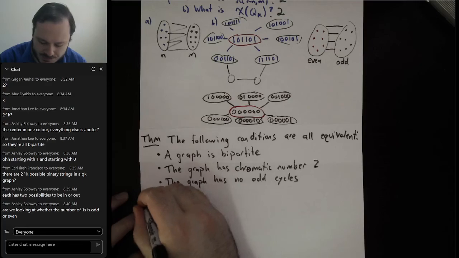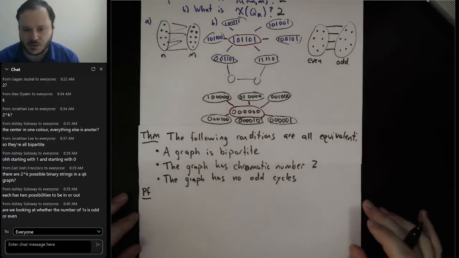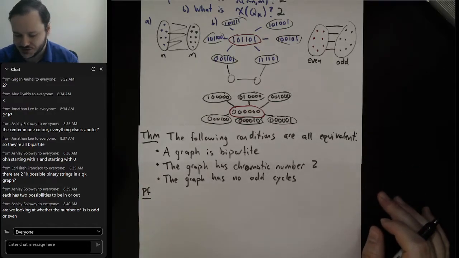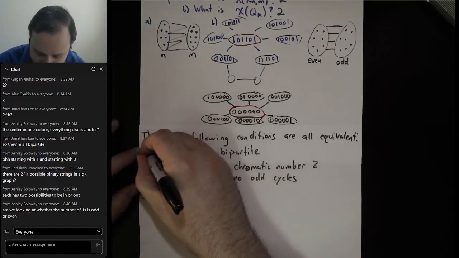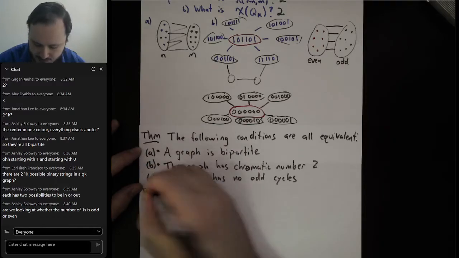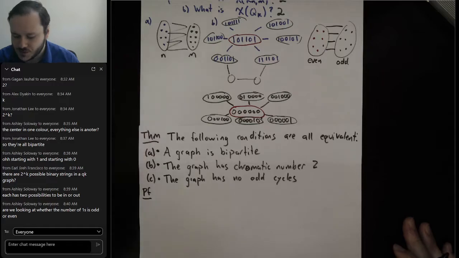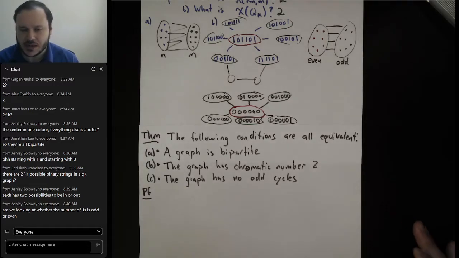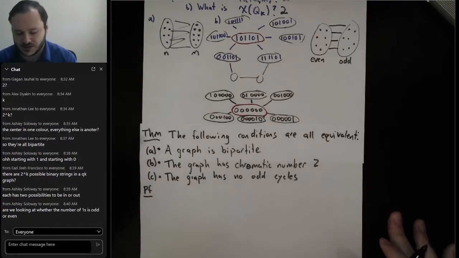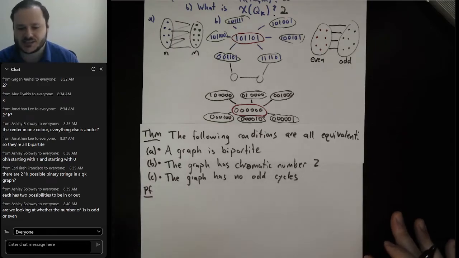And I'm going to prove this. And the way that we prove theorems that look like this, the following conditions are all equivalent. Let me put in labels here, A, B, and C. The following conditions are all equivalent means A if and only if B if and only if C. But I don't want to have to prove 6 different directions.